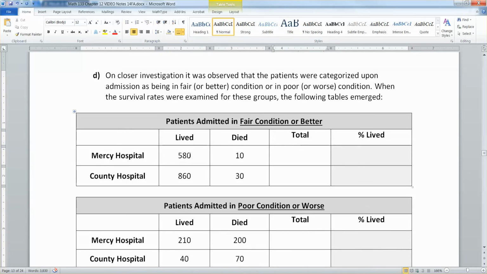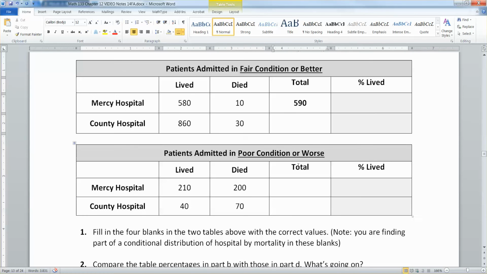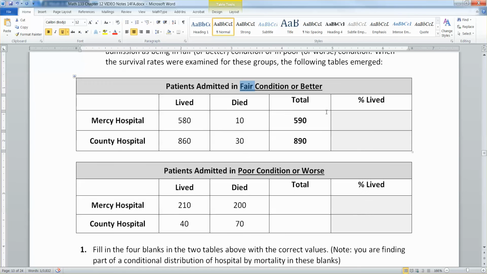All right, so here we have the survival and the death right here. When we add these up, we get 590 total. And while I'm on the subject, we have 890 here. So Mercy had 590 that were admitted in fair condition, and County had 890 that were admitted in fair condition. So of the patients in better shape to begin with, Mercy only has 590 of them.